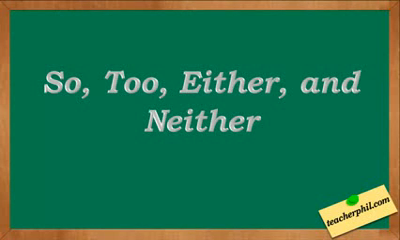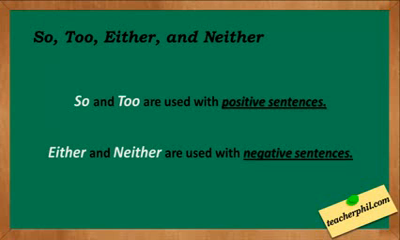So, too, either, and neither. The major difference between the use of so and too and either and neither is that so and too are used with positive sentences, while either and neither are used with negative sentences.